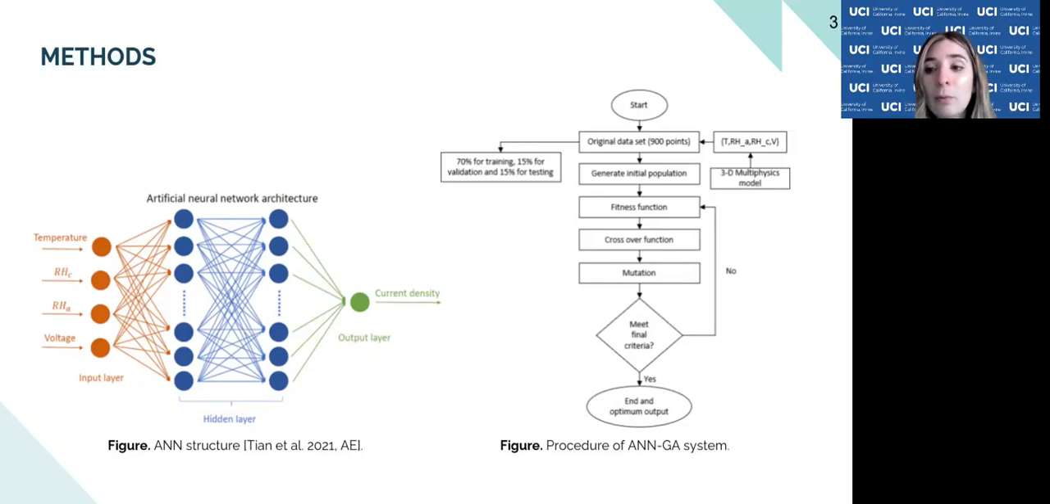Then you create an initial population. You want to make sure that your error percentage is small. And once you're satisfied with the training of your ANN, you use this as a fitness function for your genetic algorithm. And the genetic algorithm optimization returns the operating conditions identified by the ANN for current density and power density. The model is implemented using MATLAB R2020b, using the deep learning and genetic algorithm optimization toolboxes, and as I mentioned, using 900 data points to train the ANN.